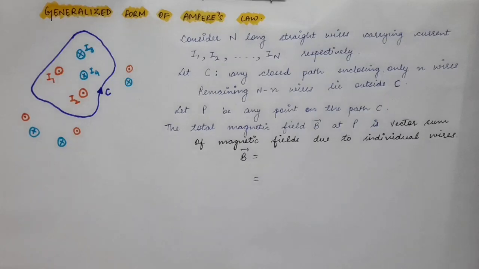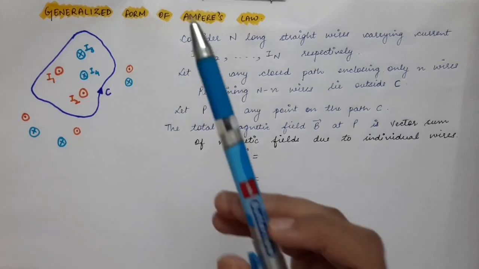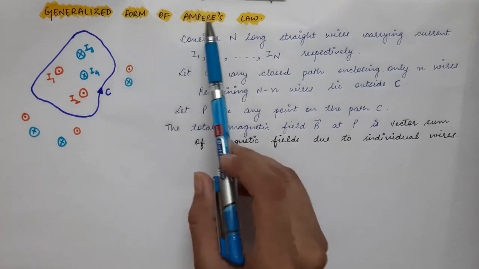Now we are going to derive the generalized form of Ampere's law. In the previous lecture, we found the expression of Ampere's law: the line integral of the magnetic field is equal to mu naught times the current enclosed by the closed path. There we supposed that an infinite current carrying wire was present and we imagined a closed path around that wire. Now we are going to derive the generalized form of Ampere's law.